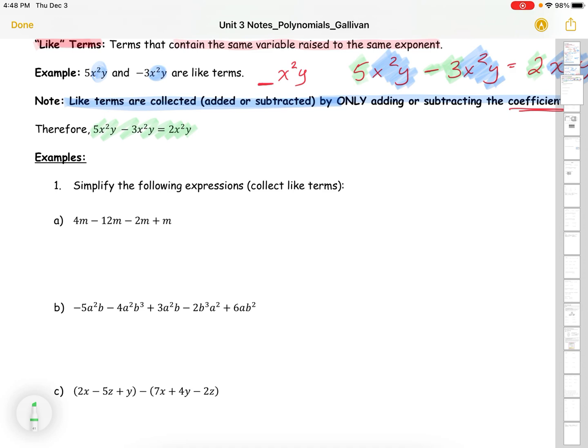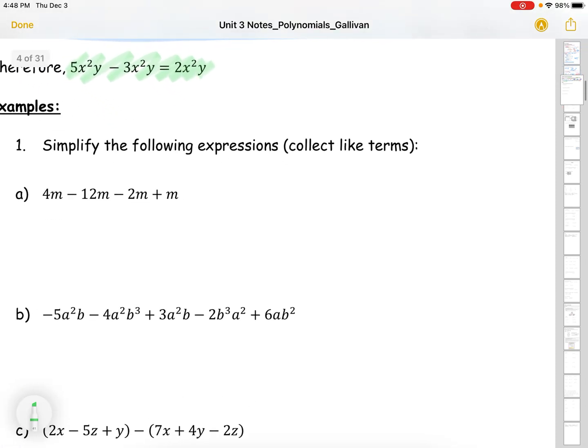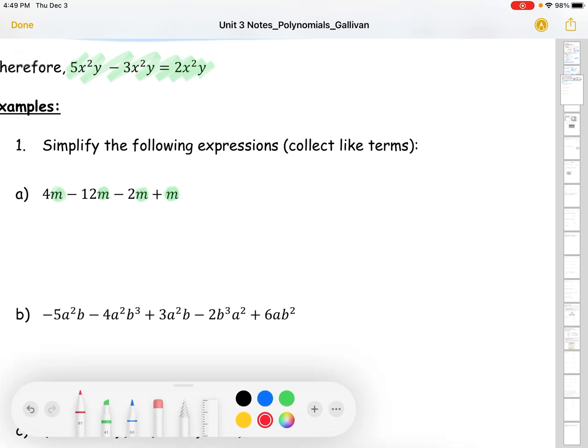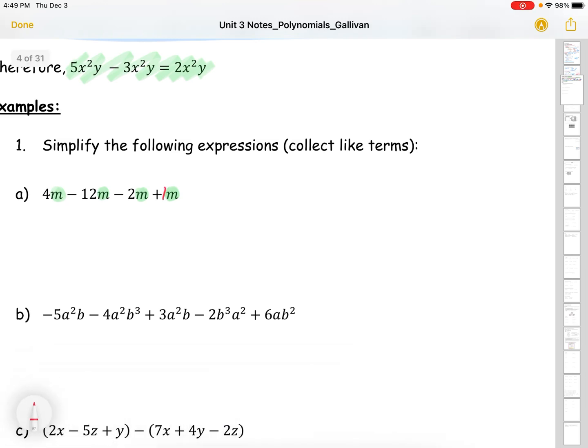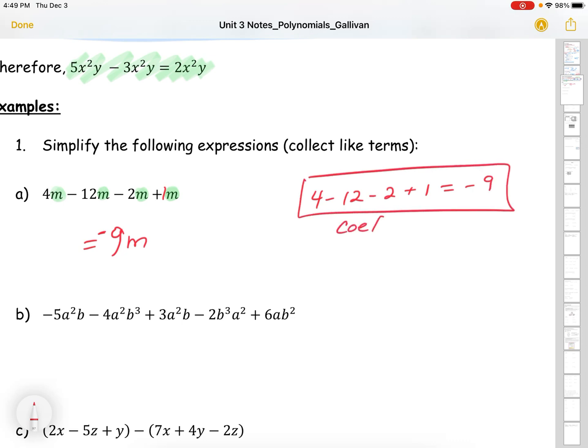So we're going to simplify the following expressions by collecting like terms. And for the sake of this, I'm going to highlight the ones that are the same. So I've got an M, an M, an M, and an M. So that means I'm collecting all these M's. So I would go 4 minus 12 minus 2 plus 1. There's an invisible 1 there. So if I add and subtract those, I get -9m, okay? Because 4 minus 12 minus 2 plus 1 equals -9, okay? So that's the coefficients.